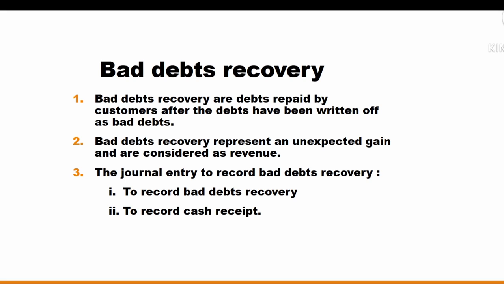Number 2, bad debt recovery represents an unexpected gain and is considered as revenue when we record it in the statement of income. And there are a few steps when you want to record the journal entry to record bad debt recovery. The first step, we have to record bad debt recovery. And the second step, we have to record cash received from customer.